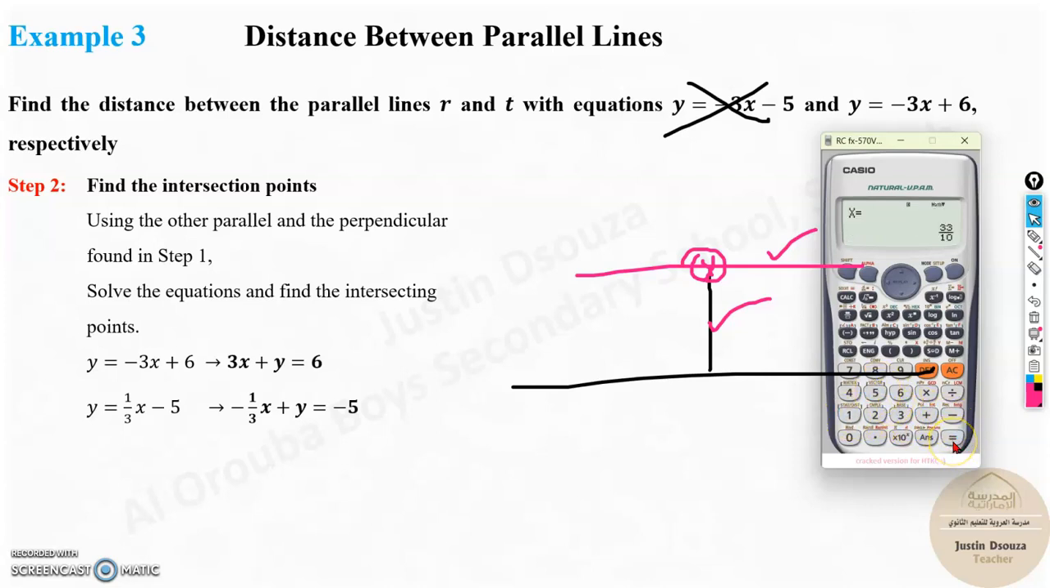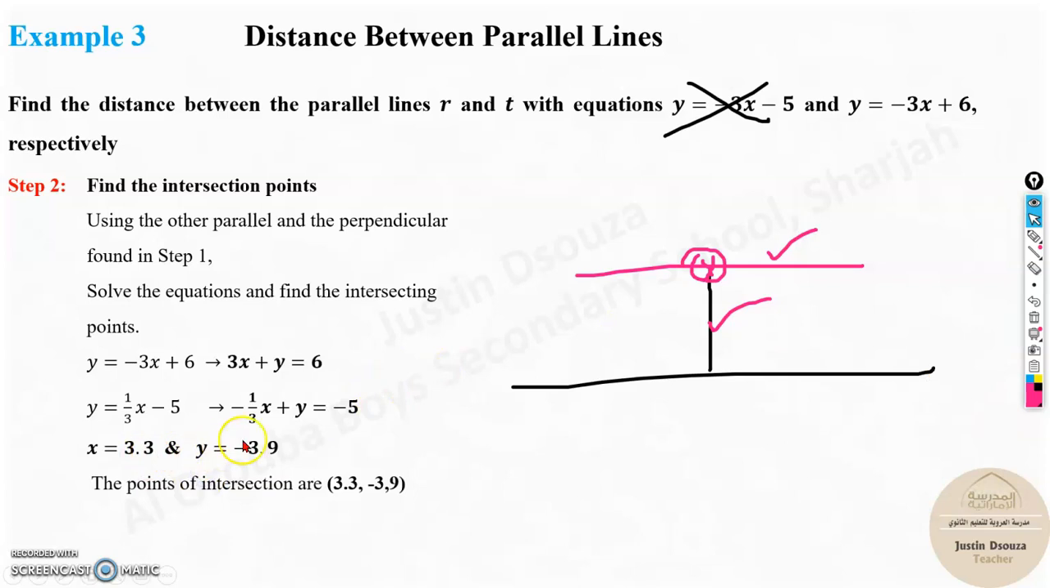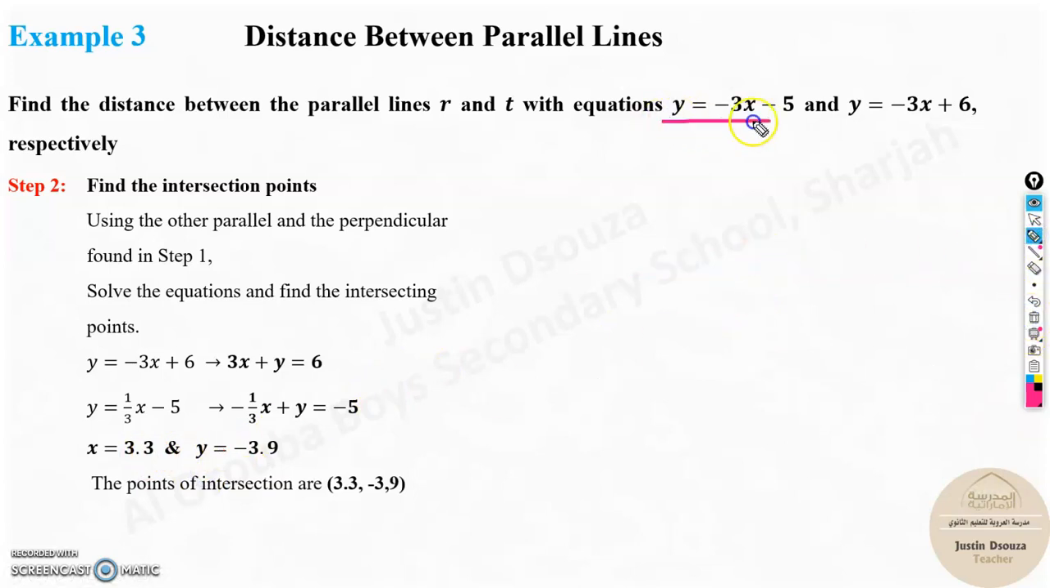So what are the answers? We are getting 3.3 and minus 3.9. So these are the intersecting points. I will tell again, we had used this particular equation as the base and we formed a perpendicular line. So we used the details of this equation to find the perpendicular line equation. So we found the perpendicular line equation.